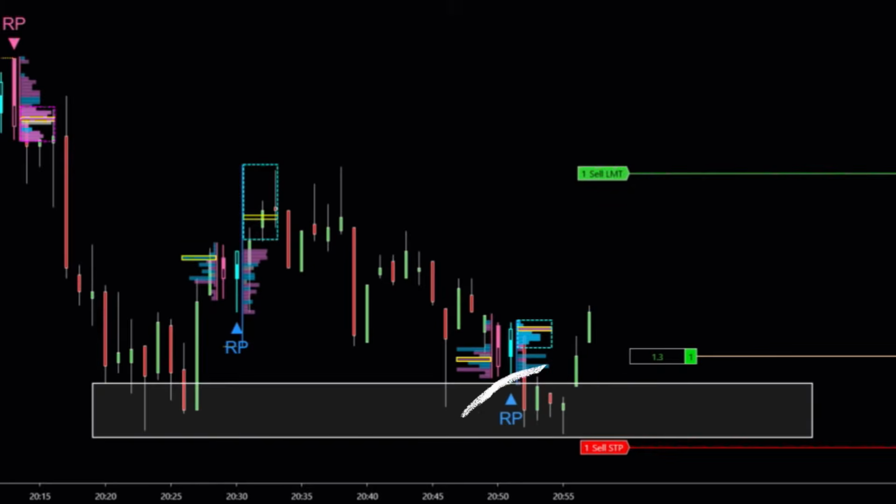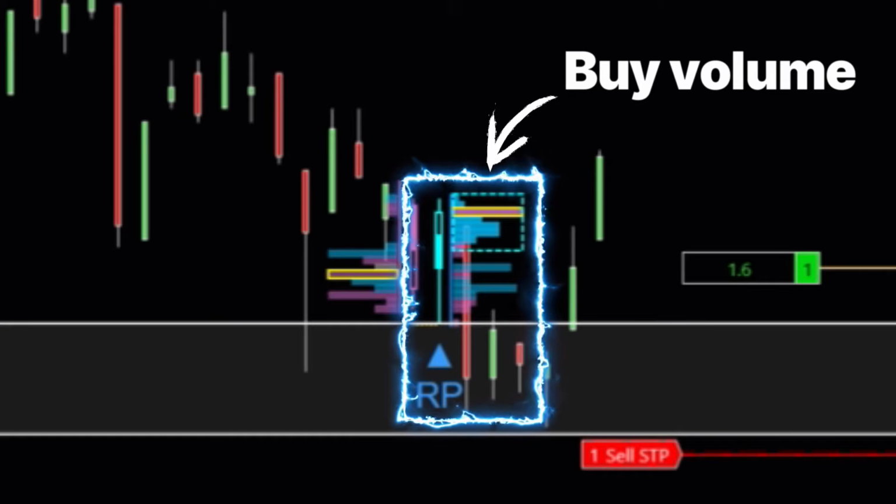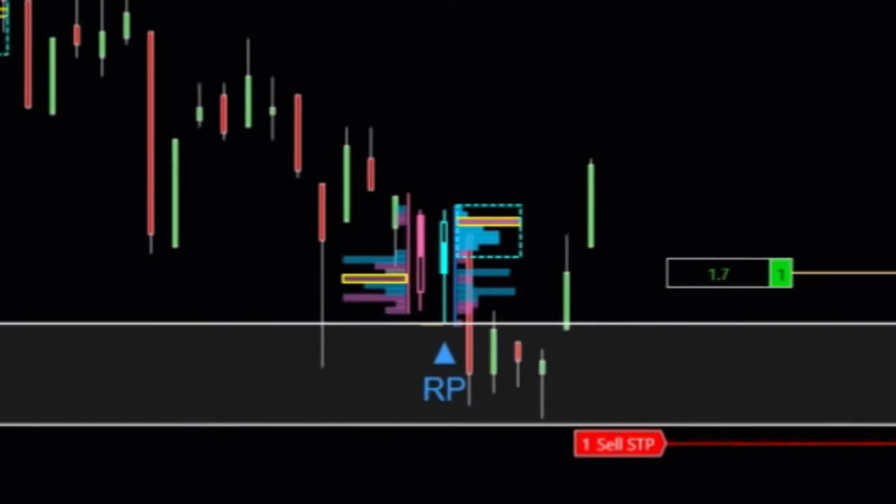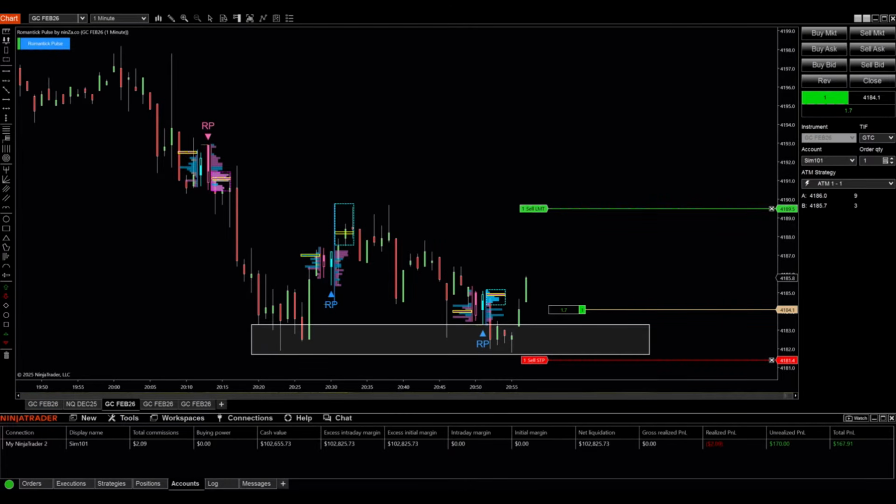I waited for price to retest that support zone and watched for a signal from Romantick Pulse. On the second signal, the buying volume clearly dominated, indicating that buyers were stepping back in. Once price successfully retested the previous low, I entered immediately, placed the stop loss below the low, and take profit at the nearest swing high.